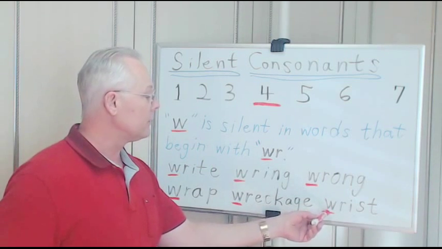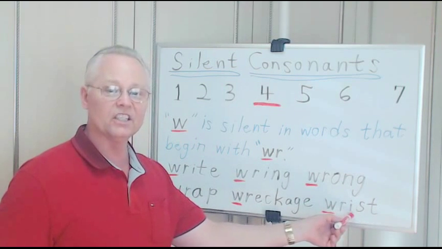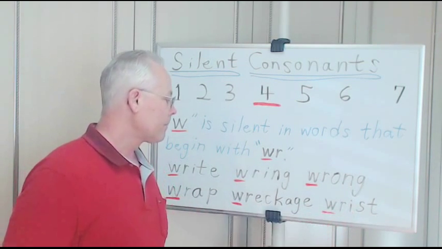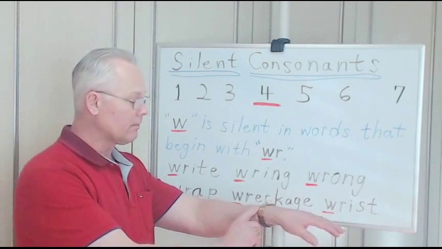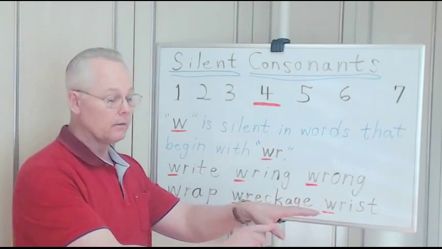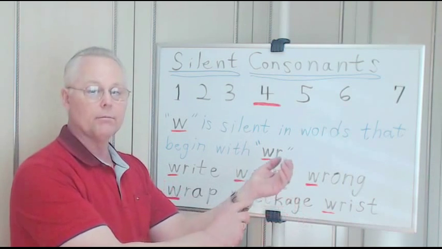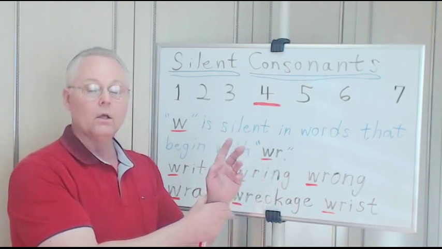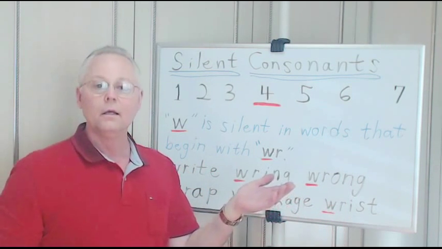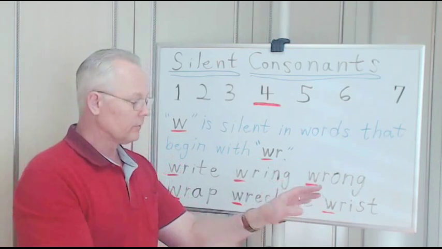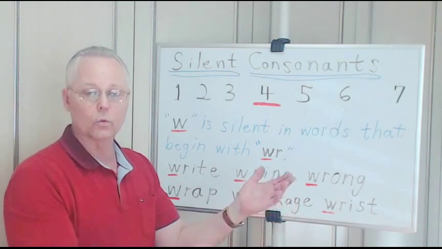Wrist. W, the W is silent. R, r-r-i-s-t, ist. Okay? And what is a wrist? Well, this is my arm. This is my hand. This is my wrist. Where the hand and arm meet, that's called the wrist. Where your foot and leg come together, that's called an ankle. This is a wrist. This is a wrist watch because it's a watch worn on my wrist.